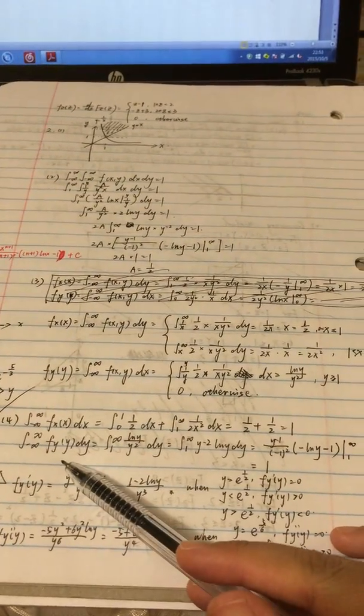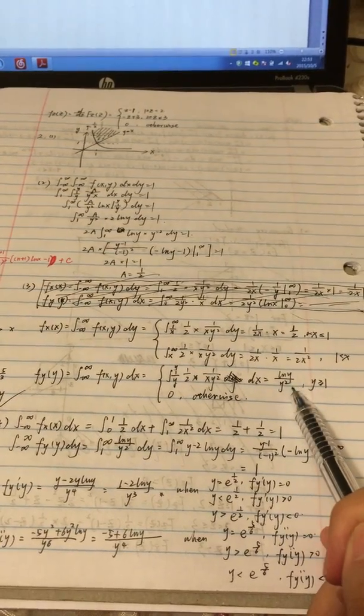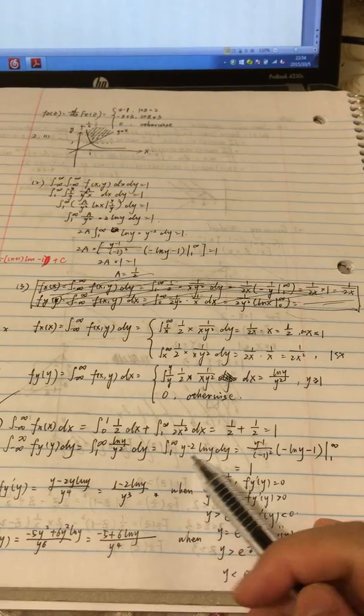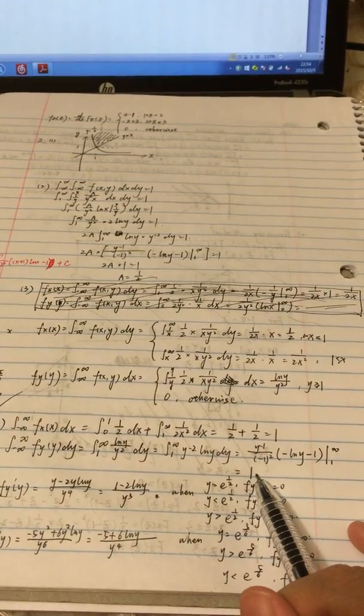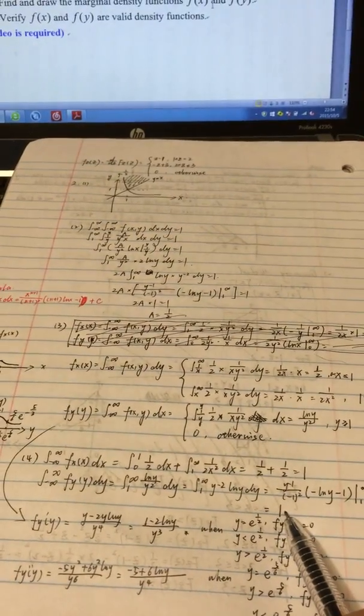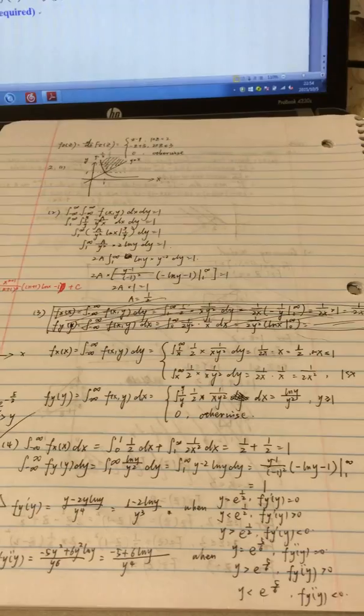And for fY, when y is greater than 1, the expression is ln y over y squared. The final calculation also equals 1. So definitely fX and fY are valid density functions. That's all. Thank you.